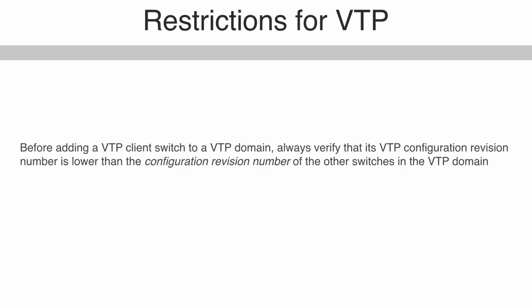Restrictions for VTP. Before adding a VTP client switch to a VTP domain, always verify that its VTP configuration revision number is lower than the configuration revision number of the other switches in the VTP domain. Switches in a VTP domain always use the VLAN configuration of the switch with the highest VTP configuration revision number. If you add a switch that has a revision number higher than the revision number in the VTP domain, it can erase all VLAN information from the VTP server and VTP domain.